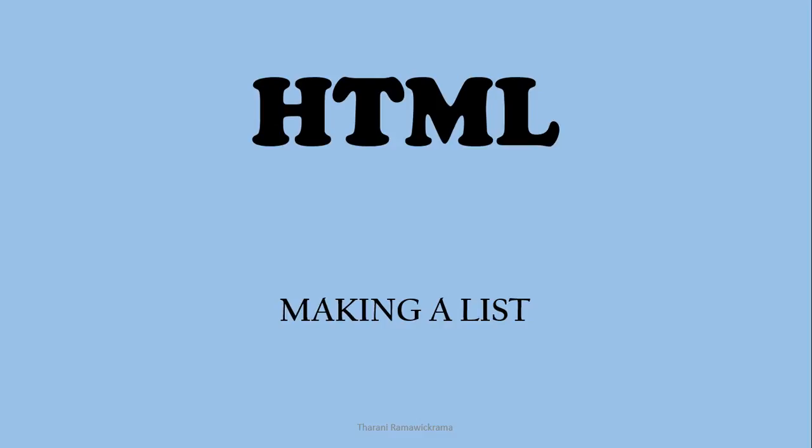From this tutorial, I'm going to cover how to make a list by using HTML. And there are two types of lists. They are unordered list and ordered list. We'll see how to create it.